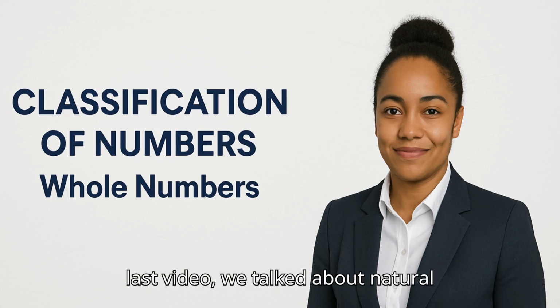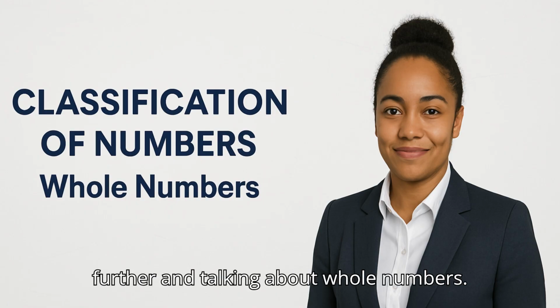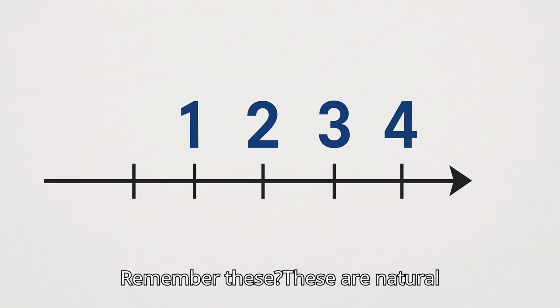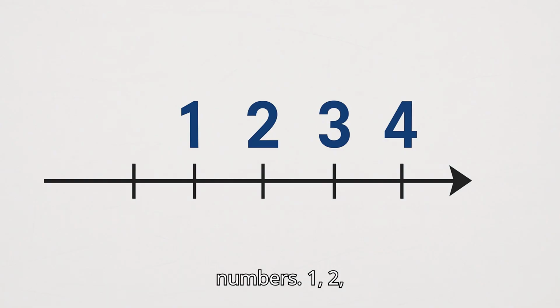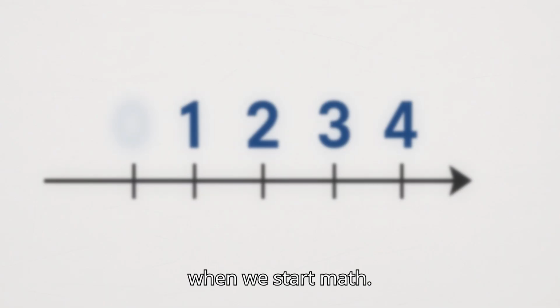In the last video, we talked about natural numbers. Today, we're going one step further and talking about whole numbers. Remember these? These are natural numbers. 1, 2, 3, 4, and so on. They're the counting numbers, the ones we first learn when we start math.